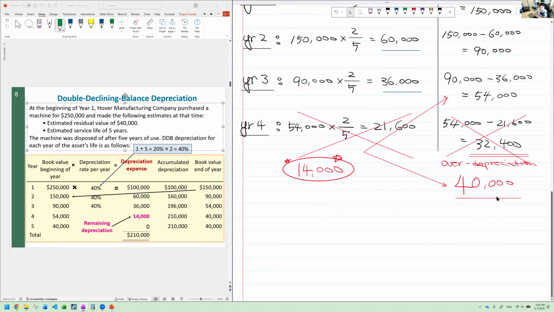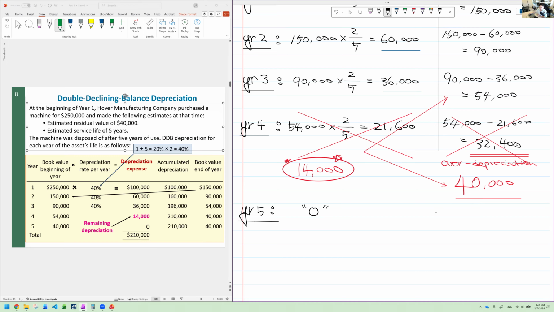Okay. So year 4, we've calculated the amount of depreciation expense. What about year 5? Okay, year 5. There's nothing to record for depreciation expense because we've already hit the residual value as of year 4. Okay. All right. So this is how you calculate the amount of depreciation each year.